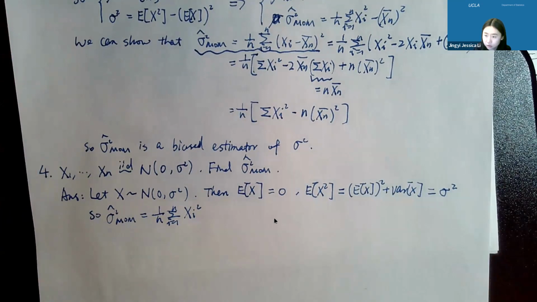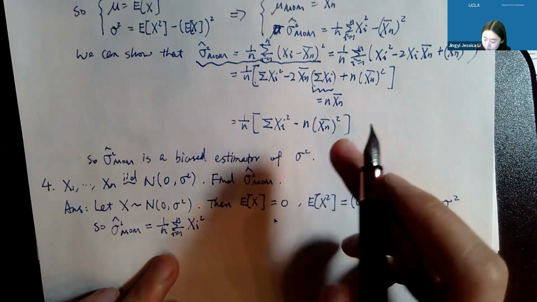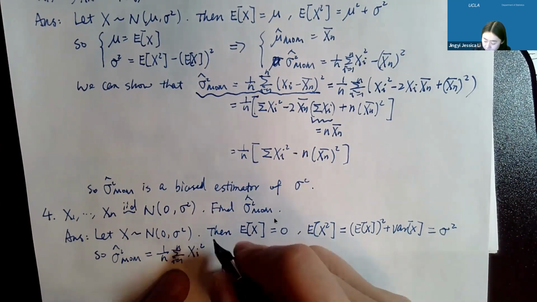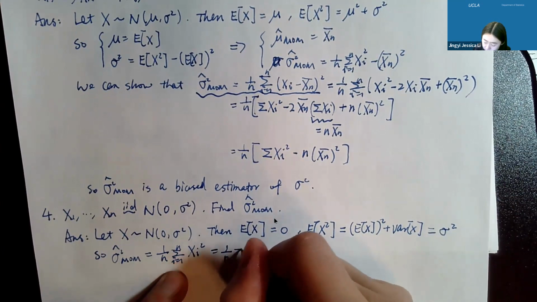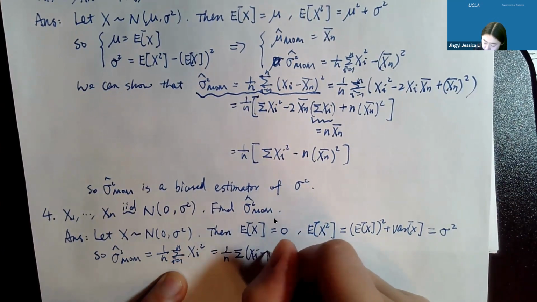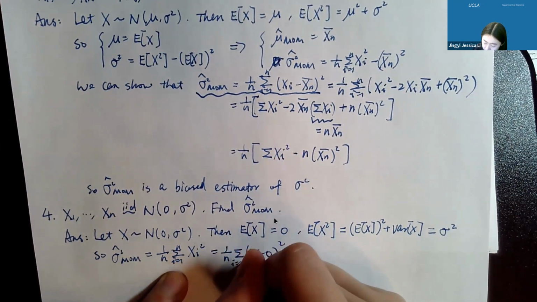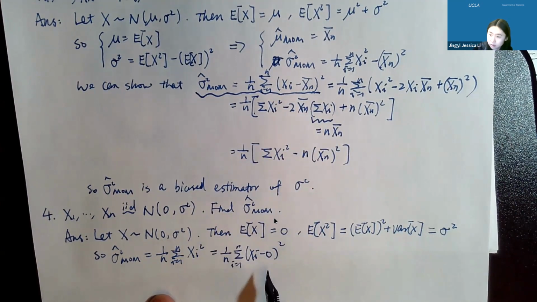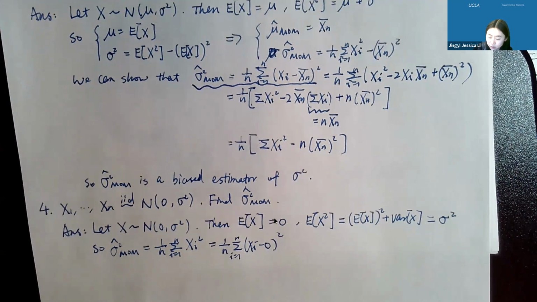Okay, so how to interpret this result? Basically, compared to this formula, I'm using this. This can be interpreted as, in other words, you're not using x bar, you're using 0, because you know 0 is the true mean and you want to use it.